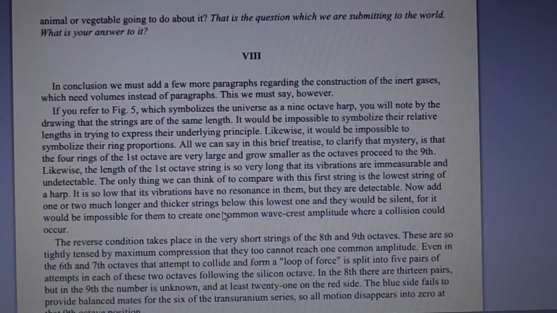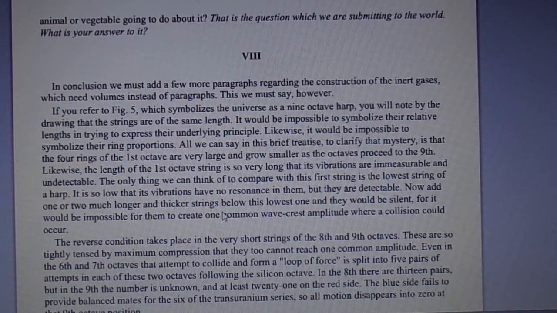In conclusion, we must add a few more paragraphs regarding the construction of the inert gases, which needs volumes instead of paragraphs. This we must say, however. If you refer to Figure 5, which symbolizes the universe as a 9-octave harp, you will note by the drawing that the strings are of the same length. It would be impossible to symbolize their relative lengths in trying to express their undying principle. Likewise, it would be impossible to symbolize their ring proportions.